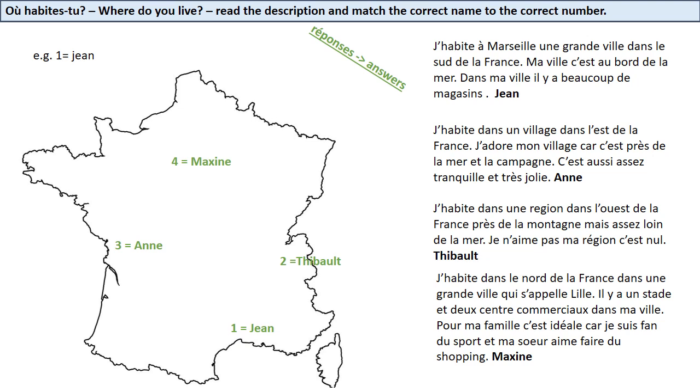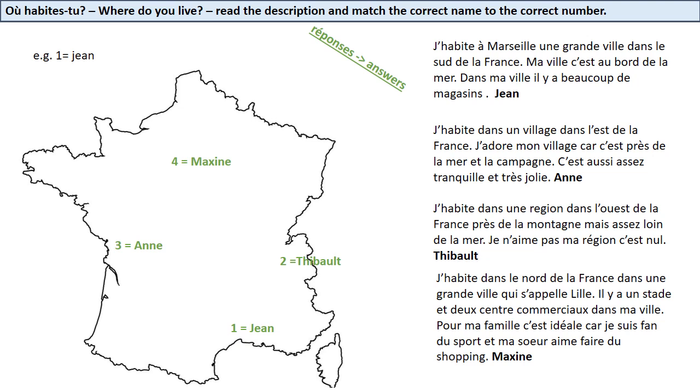Okay, so number 2, Thibaut. So we're moving down to the third one there. J'habite dans une région dans l'ouest de la France. He lives in a region in the west of France. Now, if you have a look at that map, nobody else lives in the west of France. And he says près de la montagne, so near the mountains. The mountains that Thibaut is near are obviously the Alps, I think, roughly placed on that map.